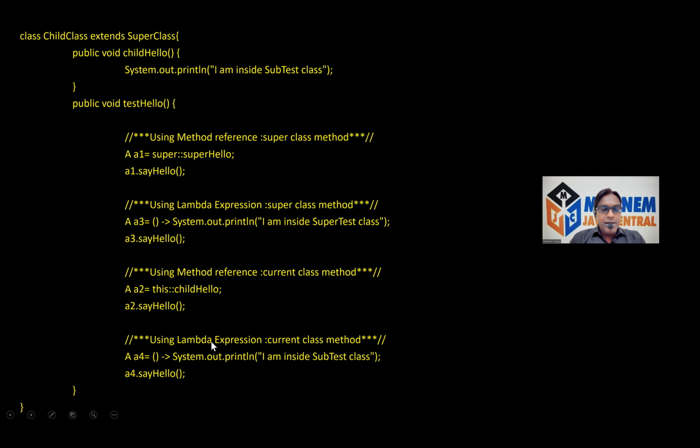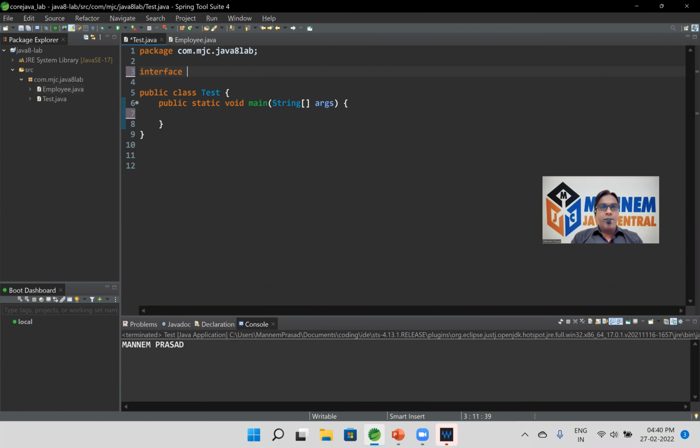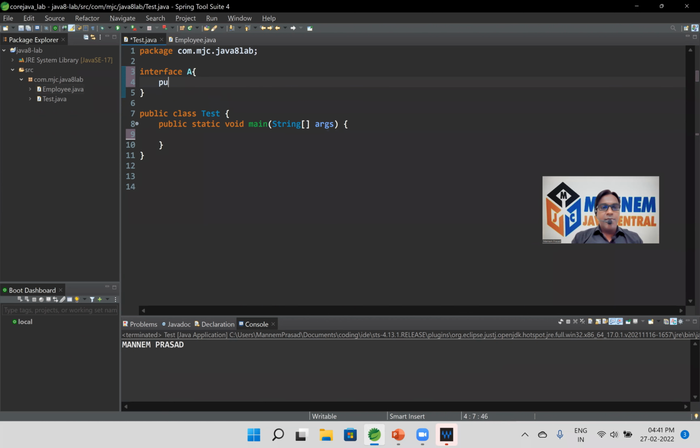And like that, how to use the current class reference method by using this. See, this double colon childHello. What is the childHello method? The childHello method is the same class method. So this is how we can access the reference methods of the super class as well as the same class. See this example in the IDE. I have an interface A. This has void say hello.